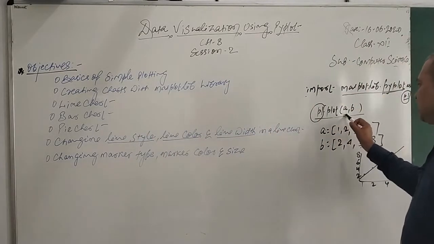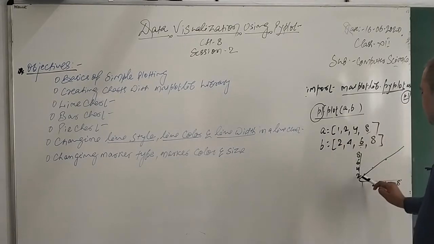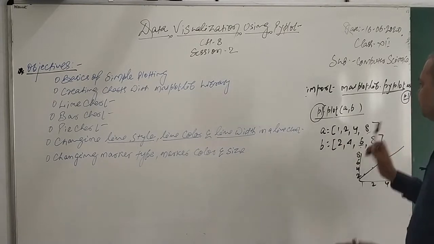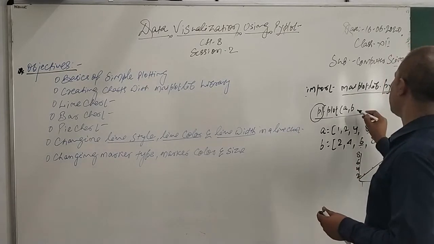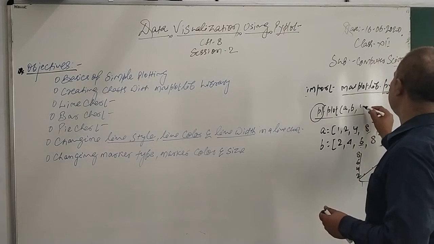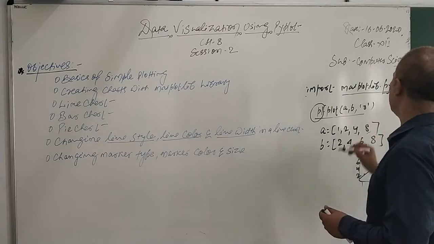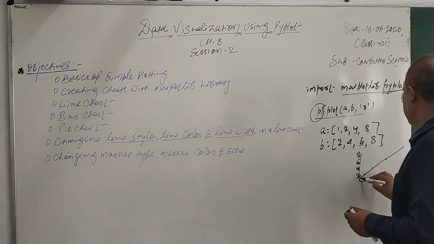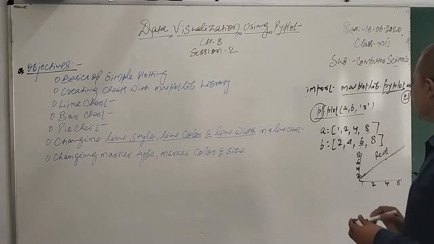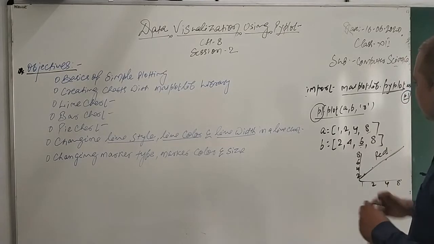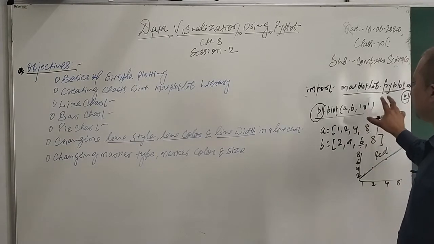So plot then A comma B. Here a simple line chart has been drawn. If you want to change the line color, then you can say A comma B comma simple R, which will make your line red. The color of this will be red. I hope it's clear. So in case of color, you have to simply say R.